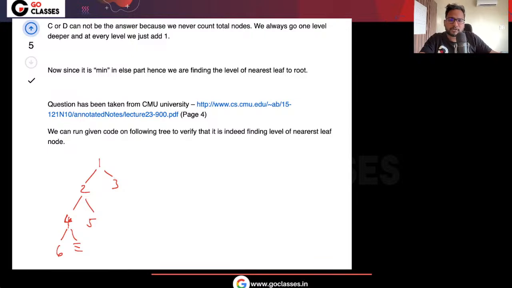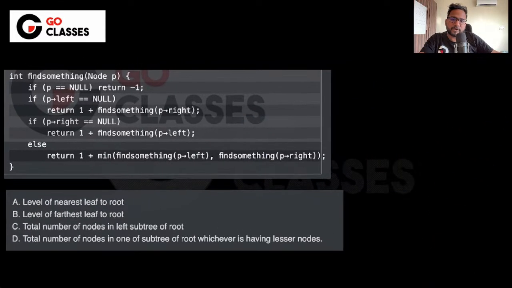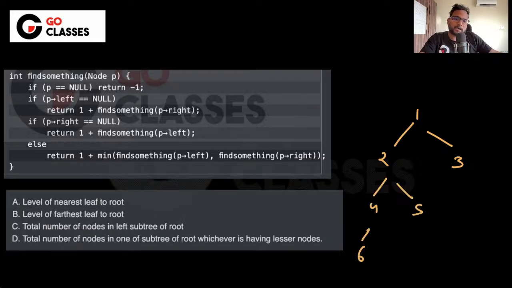Okay. Let me draw this tree by itself here on the same page, and then I will be executing this code on that tree. Suppose I have some tree which is something like this. Suppose this is 1, then this is 2, this is 3, then there is a 4, and then 4, 5, and then there is a 6, right? Suppose this is a tree.